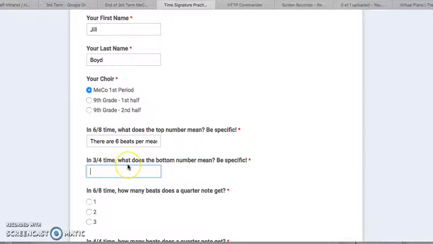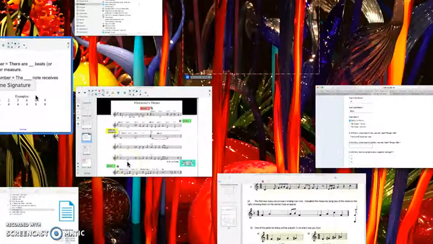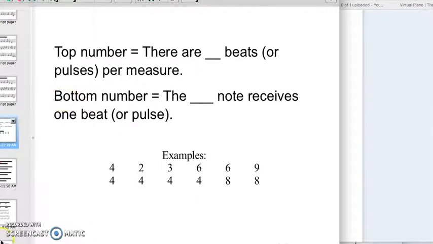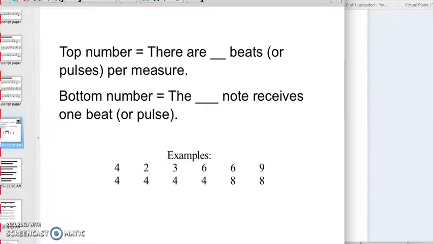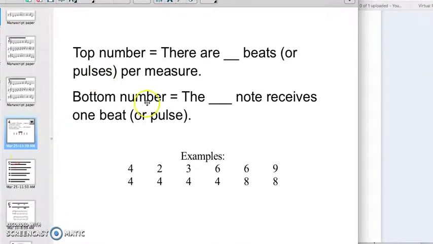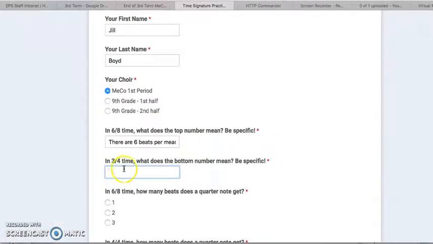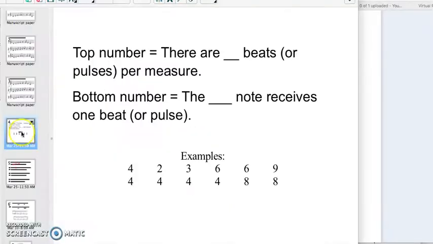Question 2, in 3/4 time, what does the bottom number mean? Again, be specific. Going back to our equation, and I explained this in the time signature video, so if you didn't watch that video, once again, you're going to want to go back and watch it. But the equation for the bottom number is this sentence: the blank note receives 1 beat, or you could use the word pulse. The blank note receives 1 beat. So in 3/4 time, since 4 is on the bottom, that means the quarter note receives 1 beat. And that's really all you have to put.